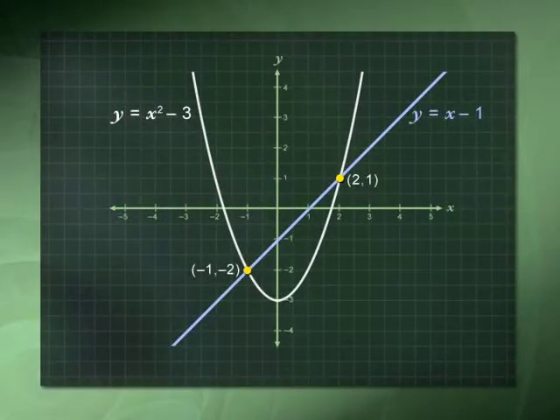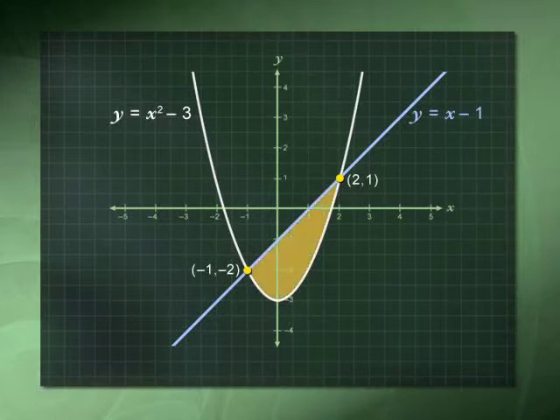Here's a picture of our situation here. We have the line and then the parabola, and notice that they intersect twice. The point (minus 1, minus 2), and the point (2, 1). Later on in this course, we'll be able to use calculus to calculate the area bounded by those two equations. That's kind of an odd-looking region, and yet calculus will give us the skills to calculate the area.